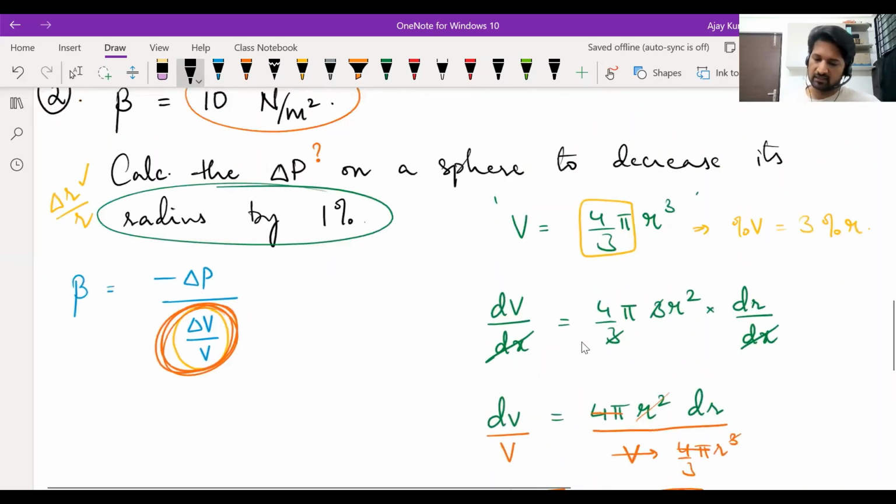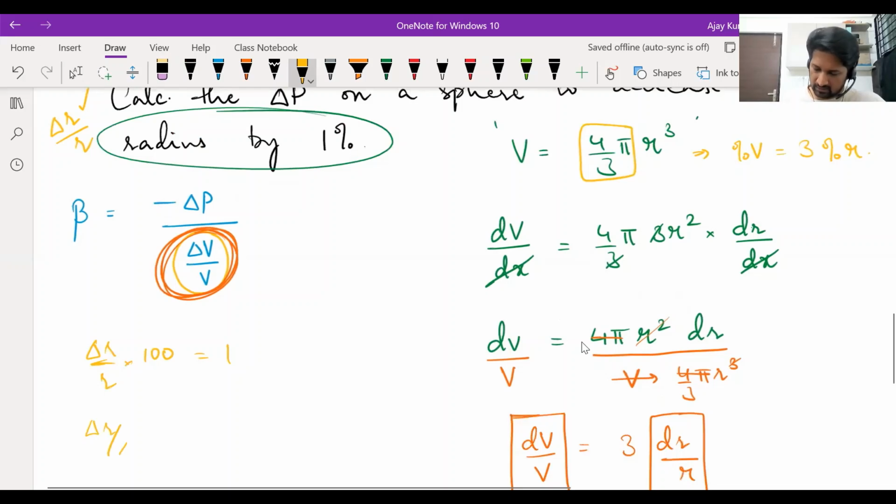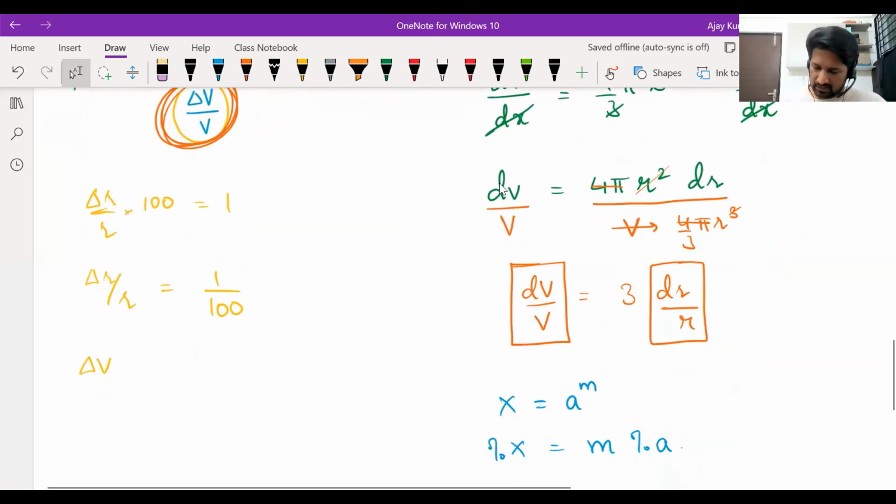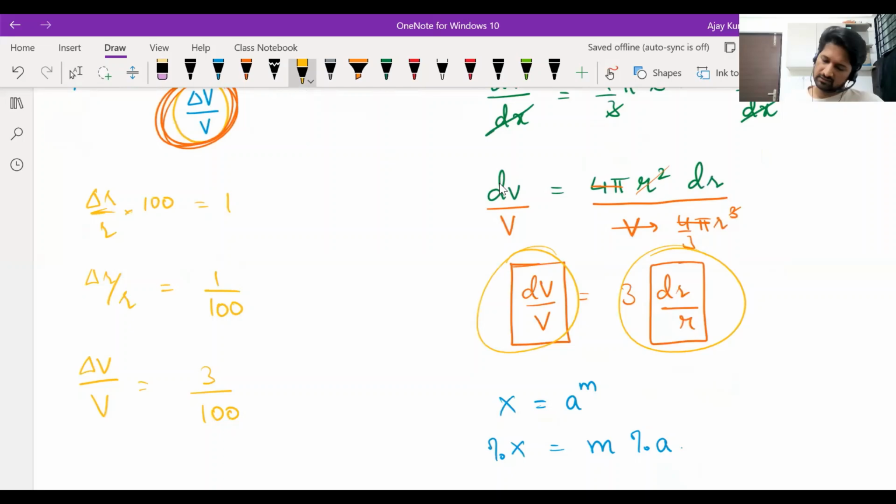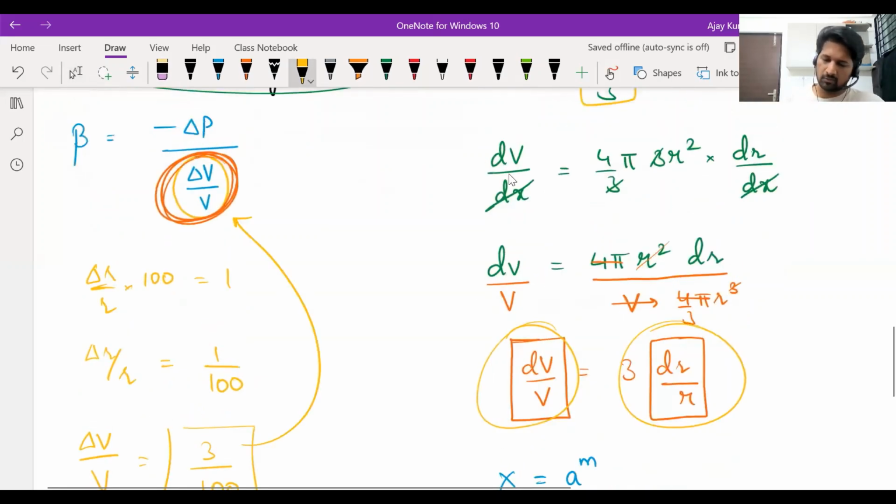Now the question is saying radius should change by 1%. So delta r by r into 100 is 1. So you can say delta r by r is 1 by 100. Then that means delta V by V will be 3 by 100 because relative change in volume is 3 times the relative change in radius. That's all. Once you have this, substitute it in the bulk modulus formula. The bulk modulus is given to you in the problem. You can tell how much is the change in pressure needed.